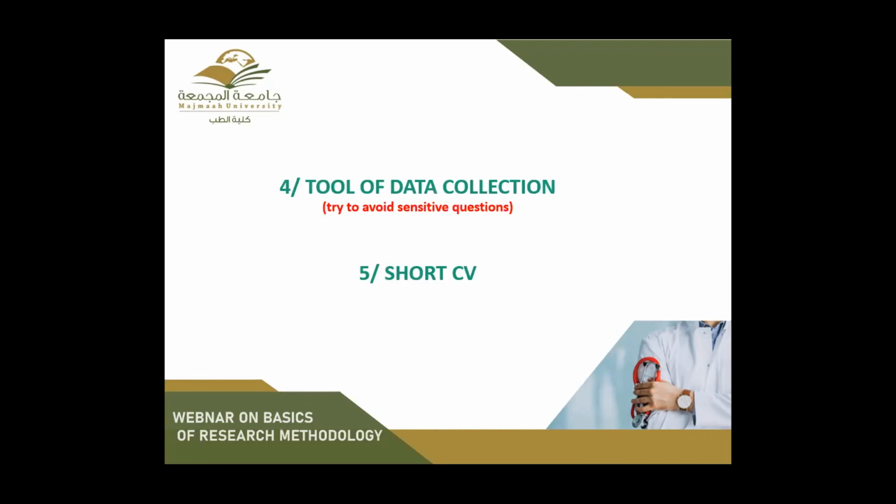Then number 4, you have to write the tool of data collection. This tool might be a questionnaire, might be a data sheet in which there are questions, examination, investigation, and so on, or maybe a checklist, maybe a guideline according to your study. So this tool of data collection also should be put as a requirement for having research ethics approval. It's very important to use this tool, and try to avoid sensitive questions and don't ask unnecessary questions which are sensitive to the community. This is also a problem that faces some researchers.